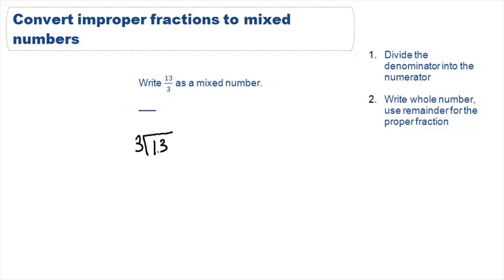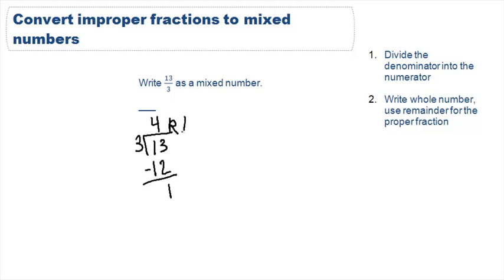But we know that 3 can go into 12 evenly. So 3 goes into 12 4 times. Let's write 4 as our whole number. Now we have 4 times 3 is equal to 12. We'll subtract these two. 13 minus 12 is 1. So our answer is 3 goes into 13 4 times with the remainder 1.